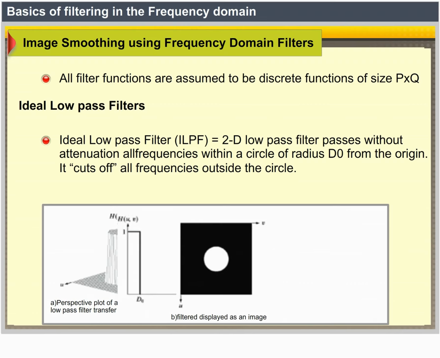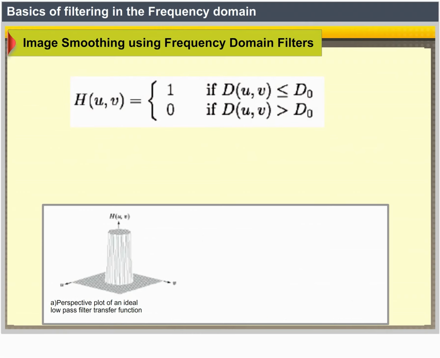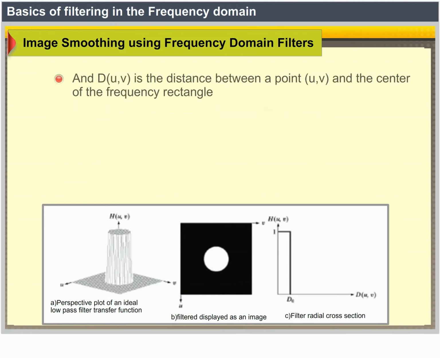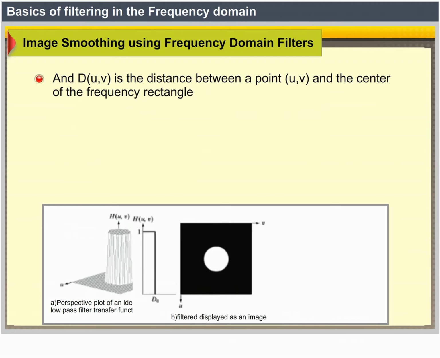The equation is as shown on screen. D0 is greater than or equal to 0, and D(u, v) is the distance between a point (u, v) and the center of the frequency rectangle, as shown.